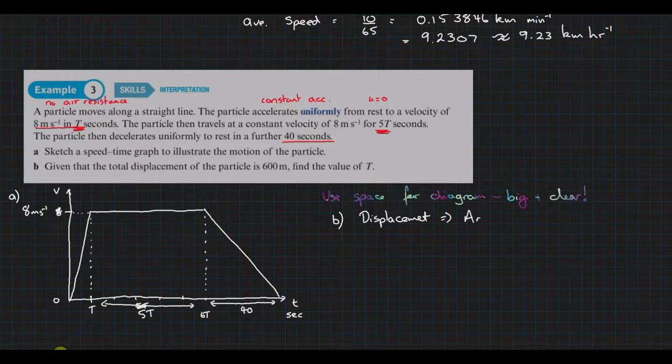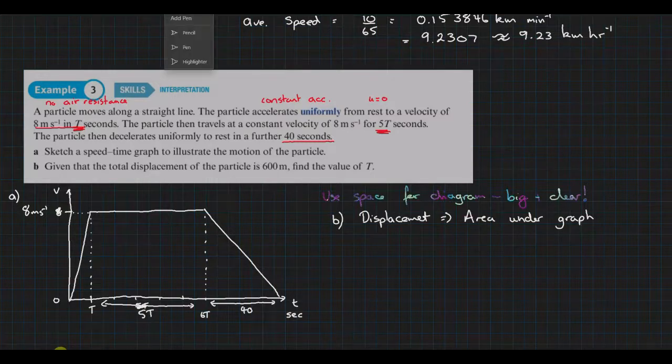So that we need to know the area under the curve, or the graph, for the region they're saying. So they say the total displacement, the whole of this area, is 600 meters.